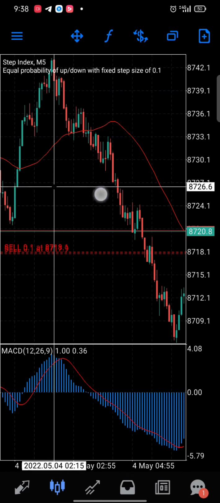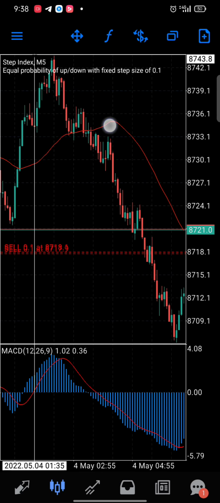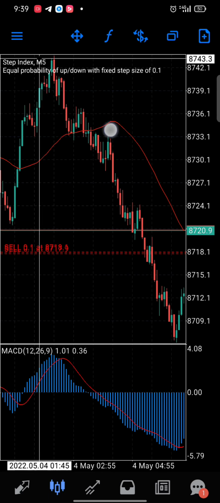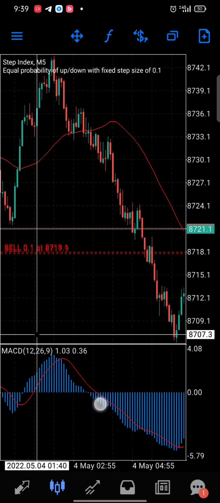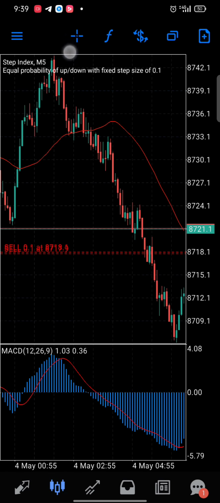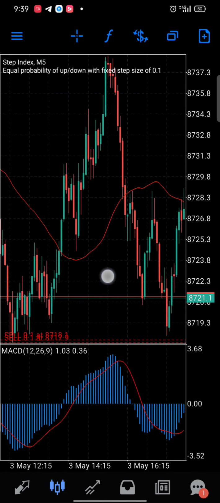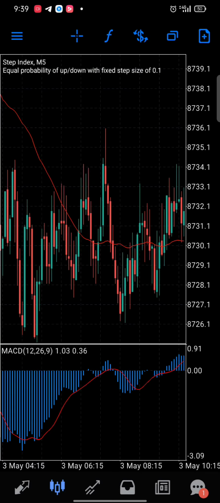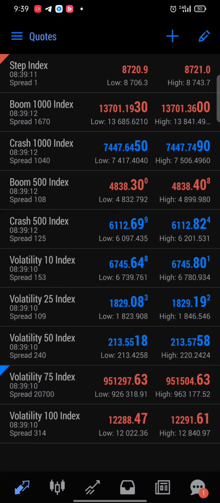Look at it on step index. It crossed above. You see this here, guys. It crossed above here, and the MACD is below the zero level. It's a very perfect strategy, guys, to make money. Look at it again. Each time it has a stop loss for you to use. It's a very powerful strategy for you guys.